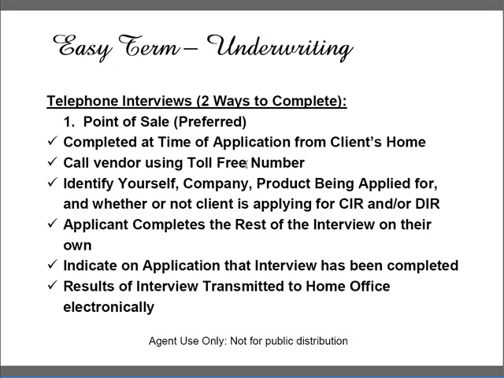The telephone interview can be completed in two ways. The first option that is preferred is the point of sale. It can be completed at the time of application from the client's home. Simply call the vendor using the toll-free number, identify yourself, American Amicable, the product being applied for, and whether or not the client is applying for critical illness or a disability rider. The applicant completes the rest of the interview on their own. Indicate on application that the interview has been completed. The results of the interview are transmitted to the home office electronically.